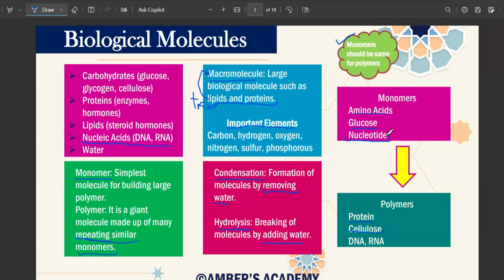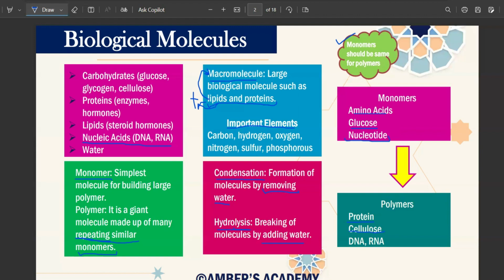the monomer nucleotide. Just observe one thing: I have not mentioned lipids in polymers, and I have not mentioned the monomers of lipids as well. And why is that so? Because lipids are made up of two different molecules, glycerol and fatty acid. Like I said, polymers are always made up of the same sort of monomers, right? Lipids have two different molecules, glycerol and fatty acid. This is exactly why we don't consider lipid as a polymer, rather we consider lipid as a macromolecule.